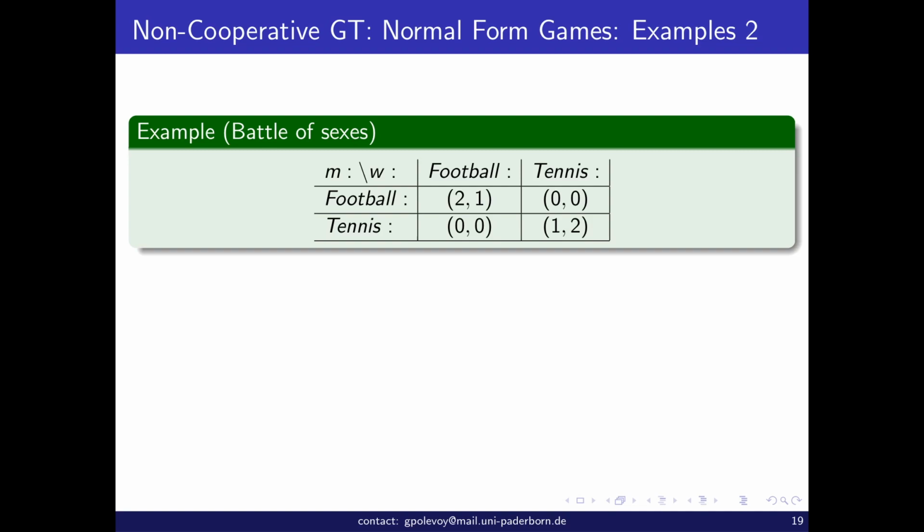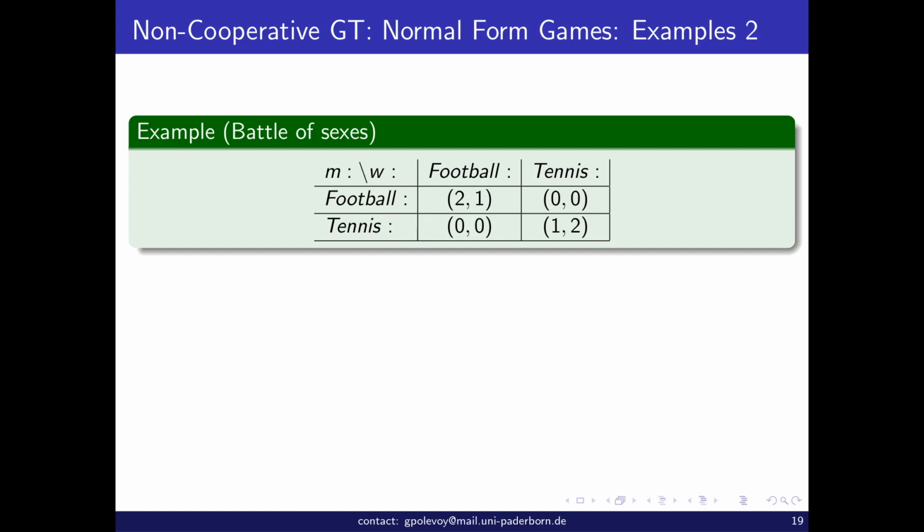So if they go separately, so the man, let's say, goes to tennis and the woman goes to football, or the man goes to football and the woman goes to tennis, they both get utility 0. Because they want to go together. However, if the man goes to football and the woman goes to football with him, then they both enjoy, but the man enjoys more because he likes football. While if they both go to tennis, they also both enjoy. In this case, the woman enjoys more because she prefers tennis to football.